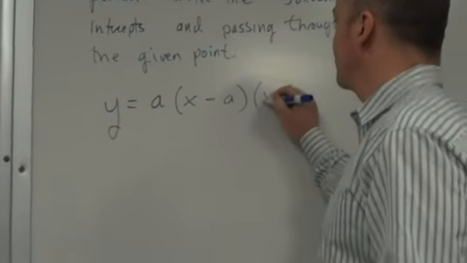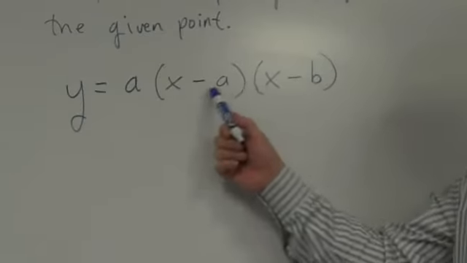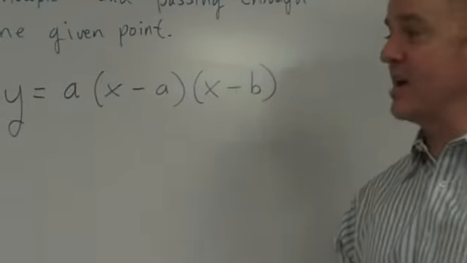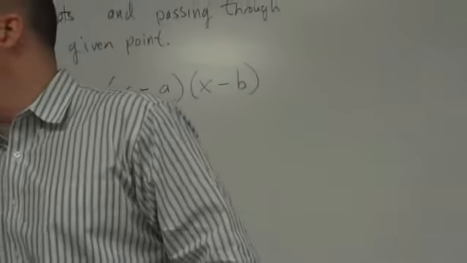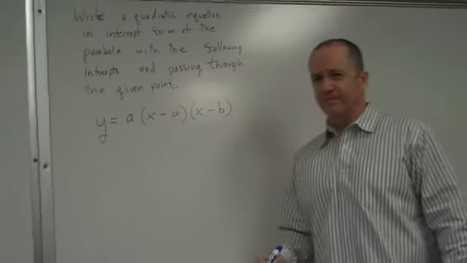Minus one of the intercepts, x minus another of the intercepts, and this is another case where you switch the signs. Anytime anything is inside the parentheses with the x, there's probably some sign switches going on.